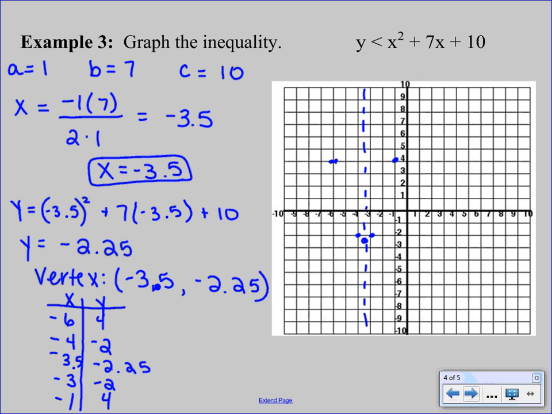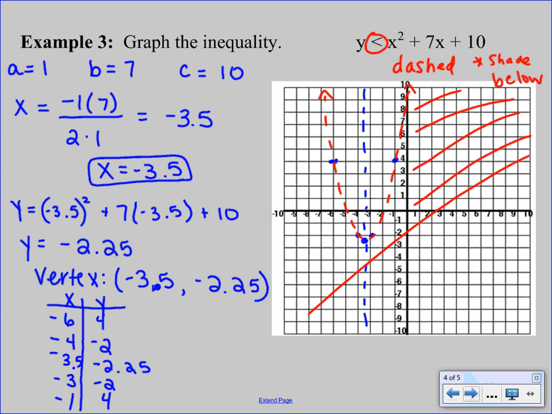So what we need to look at now is the inequality symbol. And you'll notice that it is the less than symbol. It does not have the equal bar underneath it. So it will be dashed. And because it is less than, that means I'm looking for all the points that are less than my parabola. So what that means is we're going to be shading below. So anything underneath the parabola is where we're going to find solutions.